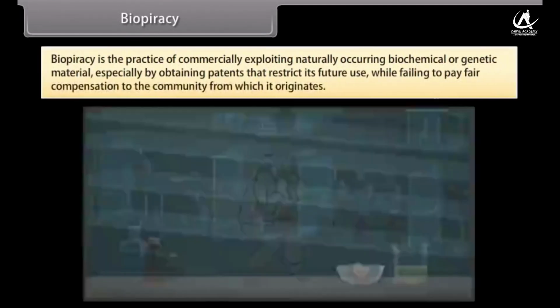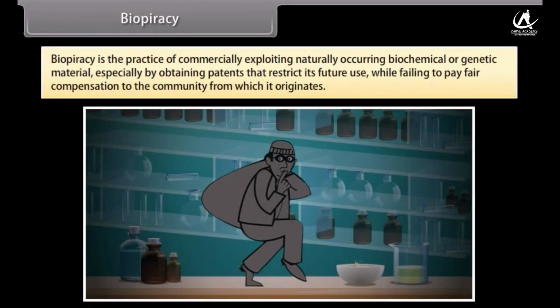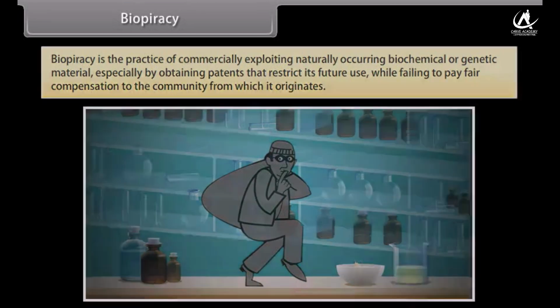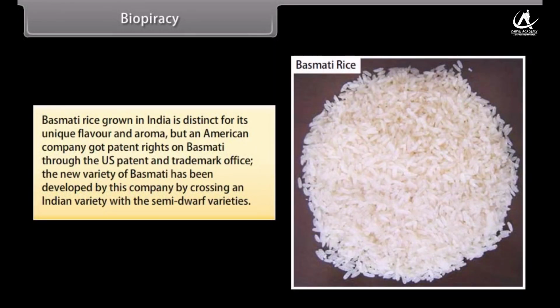Biopiracy. Biopiracy is the practice of commercially exploiting naturally occurring biochemical or genetic material, especially by obtaining patents that restrict its future use while failing to pay fair compensation to the community from which it originates. Basmati rice grown in India is distinct for its unique flavor and aroma, but an American company got patent rights on Basmati through the US Patent and Trademark Office. The new variety of Basmati has been developed by this company by crossing an Indian variety with semi-dwarf varieties.